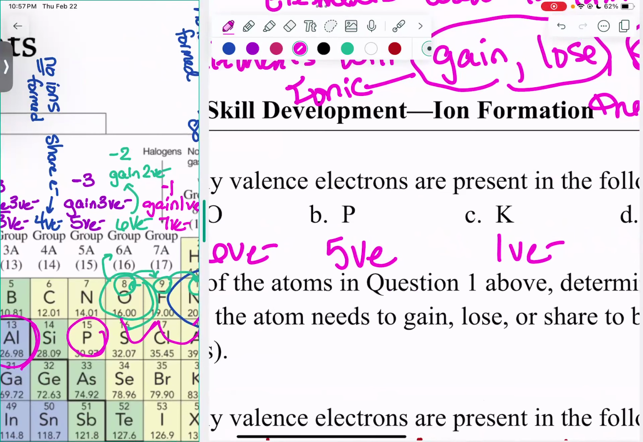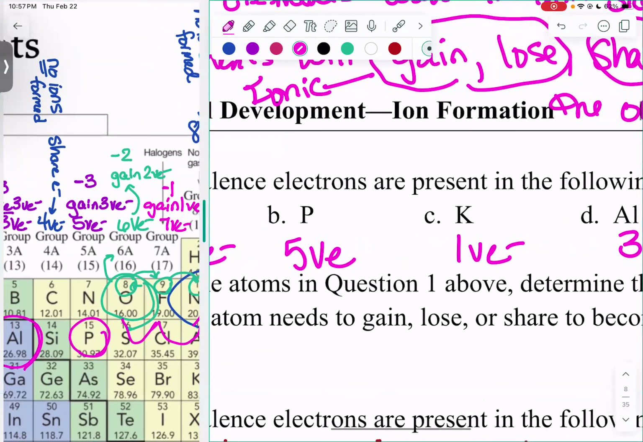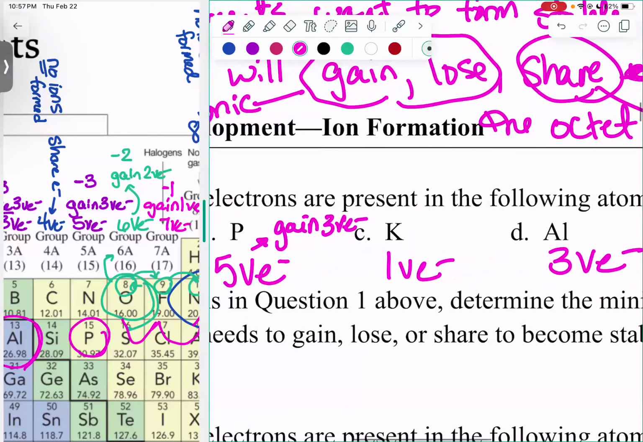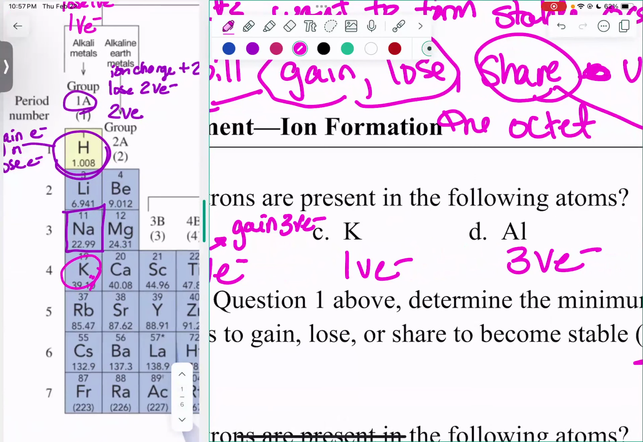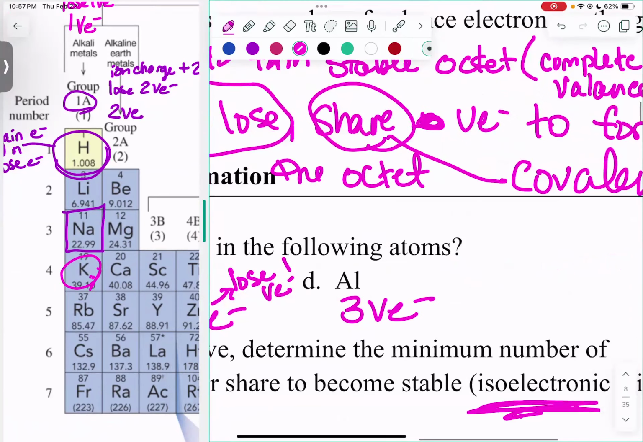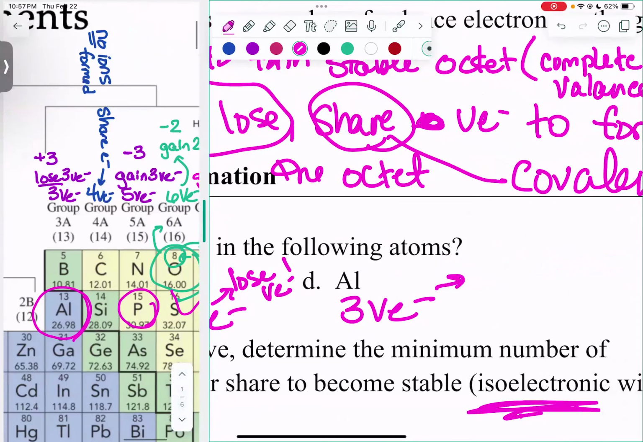Okay, phosphorus. What is phosphorus going to do? Phosphorus is in 5A. So the easiest thing to do for phosphorus is to gain 3 valence electrons. Go on to potassium. Potassium's in group 1, 1 valence electron. So it's going to lose, that's the easy thing, lose its valence electron. Lose 1 valence electron. Then aluminum. Aluminum has 3. So what's it going to do? Way easier to lose 3 than to gain 5. That's not going to happen. So we're going to lose 3 valence electrons.